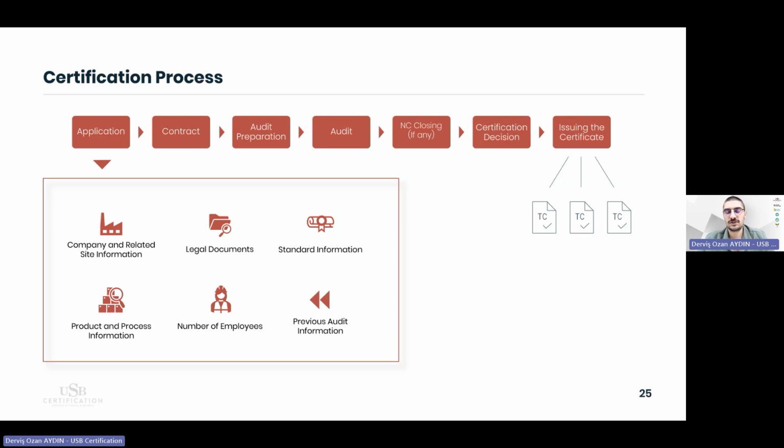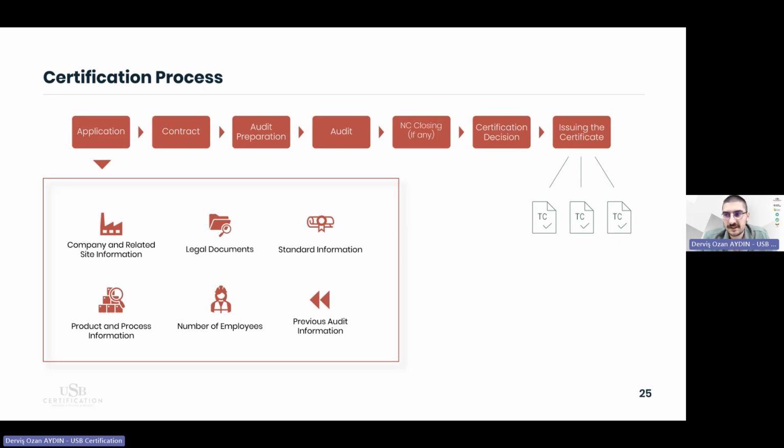So mainly, the certification process starts with the application. In these applications, companies or certification bodies have to check the company-related site information, which are site names, site addresses, and other details. For example, under Textile Exchange, there will also be Textile Exchange IDs.